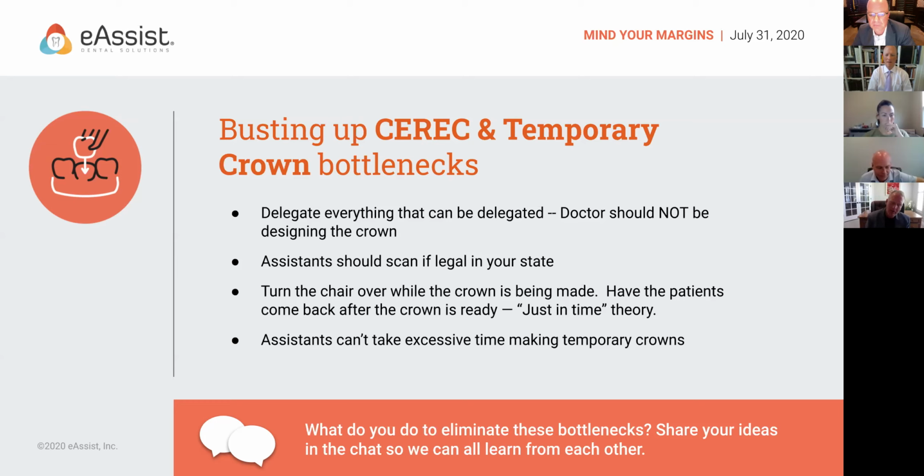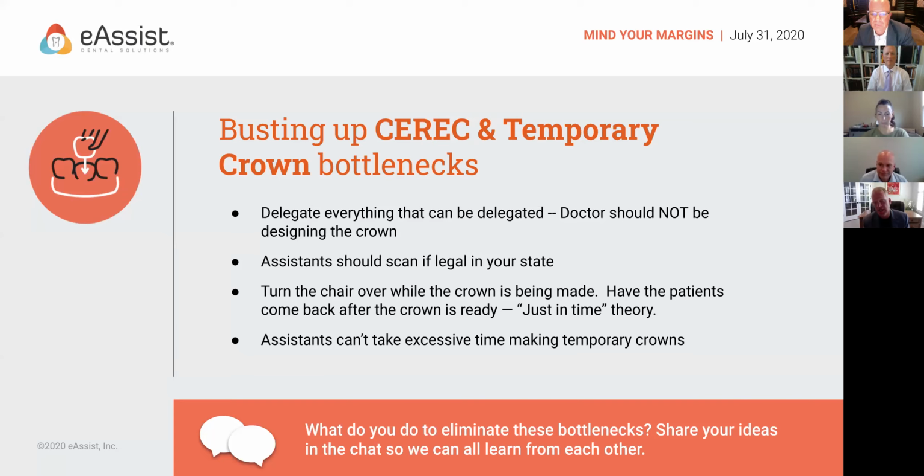The other problem with the CERECs, like I said, is they're sitting in your chair while they're being made. And some doctors are saying, well, I don't want to turn the chair around because it costs me. I have to cavicide it. I have to clean it. I have to put new stuff out. In my office, I just don't think it's worth having the patient stay in that chair. And sometimes if we're slow enough, we'll keep them there. But most of the time, we're turning that chair.